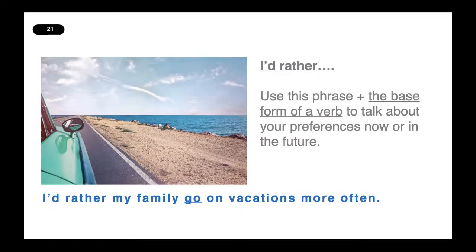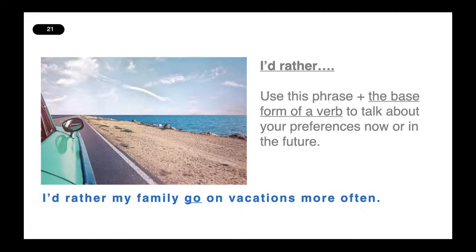I'd rather. So use this phrase plus the base form of a verb. When I say the base form of a verb, we also call this the bare infinitive. It means don't change it. No verb conjugation. Just don't say goes, don't say went, just say go. Don't say ate, don't say eaten, say eat. Not eats, just eat. The base form of the verb. To talk about your preferences now or in the future.